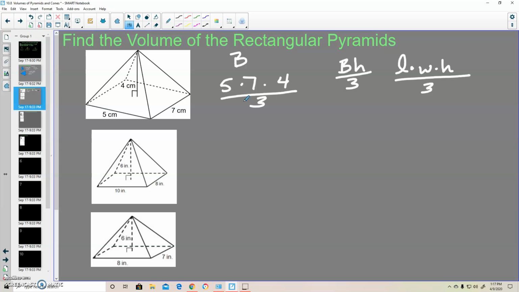And that's going to be 46.6 repeating. That's going to give us, we'll go with 47. Okay, 47 centimeters cubed. Again, we're showing our work by just putting the numbers here and getting the answer.